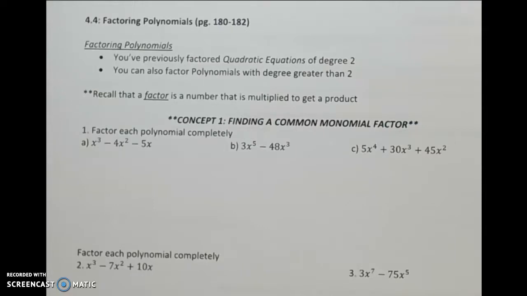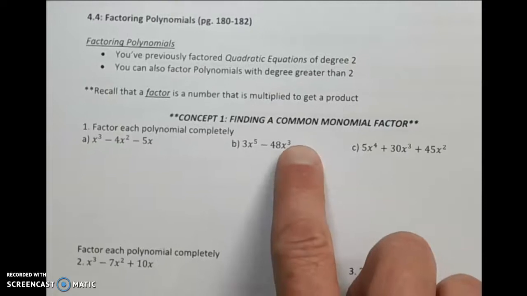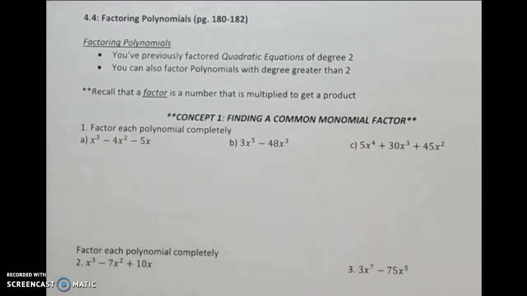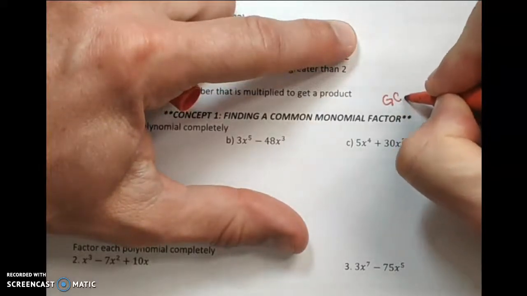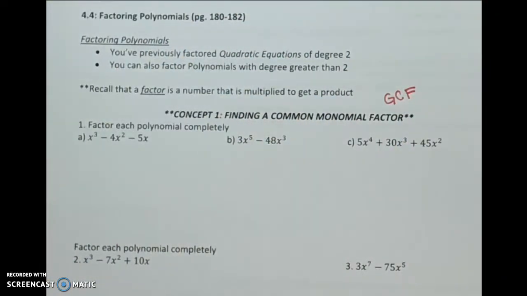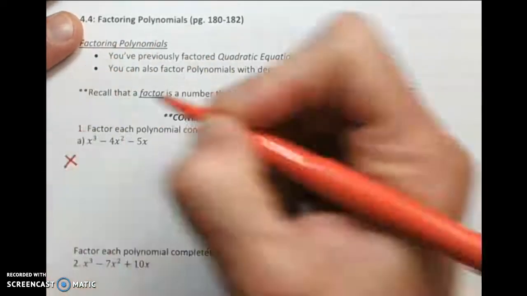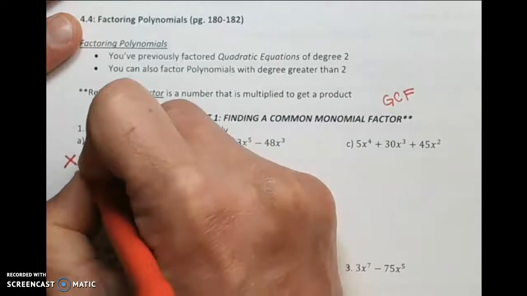Recall that a factor is a number that is multiplied to get a product. Alright, concept 1. Finding a common monomial factor, otherwise known as greatest common factor, GCF. Greatest common factor is another way of explaining that, and that's what I call it. And if I look at number 1, I got x cubed minus 4x squared minus 5x. Well, I have an x in common with all those terms. I can pull out the x.